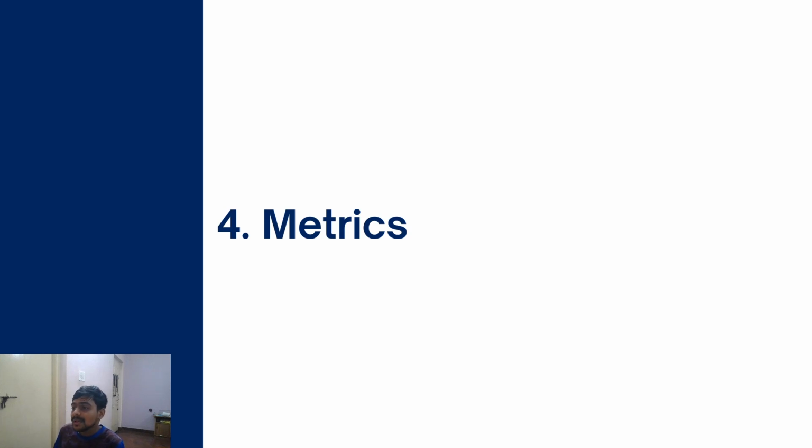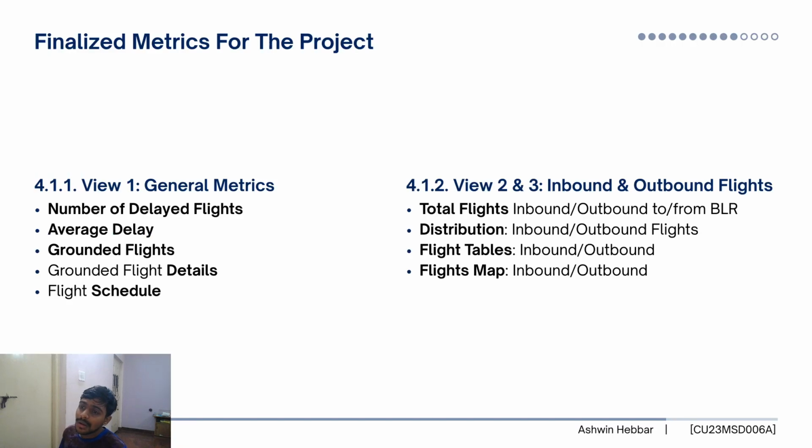Okay, so now let's talk about the metrics for this implementation. Some general metrics first. There are 3 views in this application basically. There is view 1, which is the general metrics, and views 2 and 3, which are the inbound and outbound flights. Talking about the general metrics here, there is the number of average delayed flights, average delay, grounded flights, the details about these grounded flights, and then of course the flight schedule for that airport.